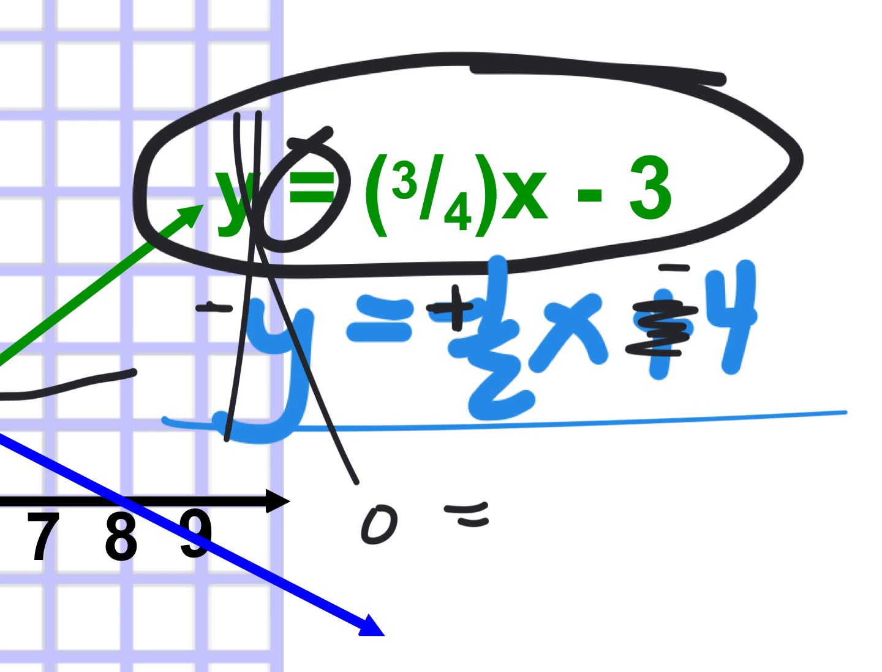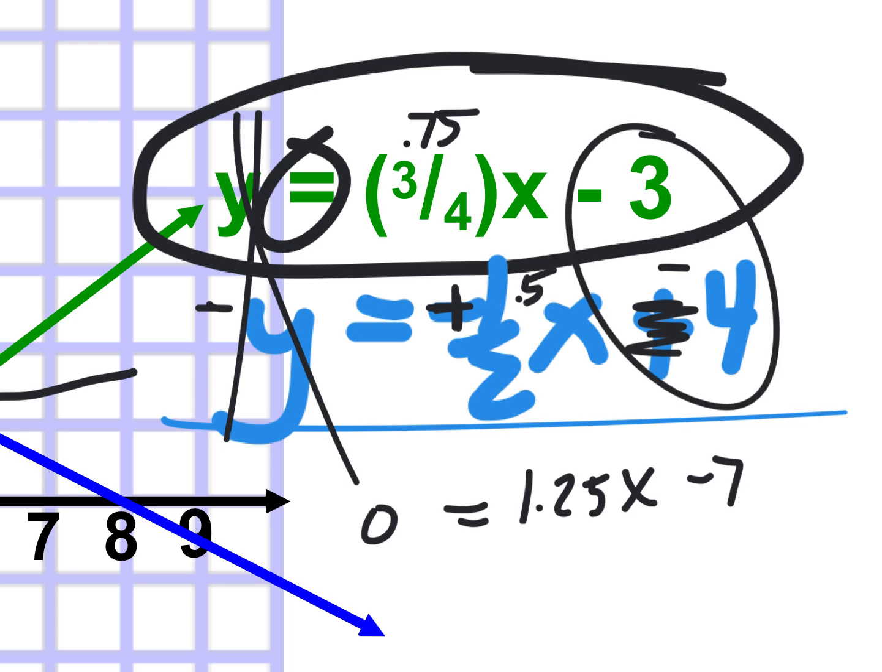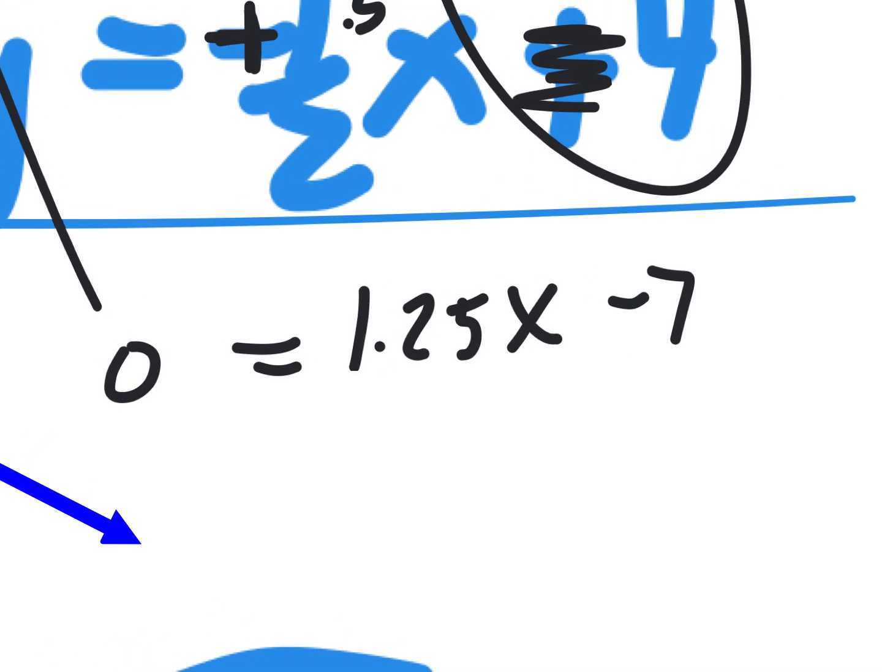Don't forget, y minus y is 0. 0 equals, and then this is 0.75 in decimal world, this is 0.5 in decimal world, together 1.25x, and those together make minus 7. And I know it's kind of gross, but you could solve that, couldn't you? Add 7, divide by 1.25, and you get the answer, and it's like a nasty little decimal. That's what your test is like. That's one of the reasons it's hard, is solving algebra.